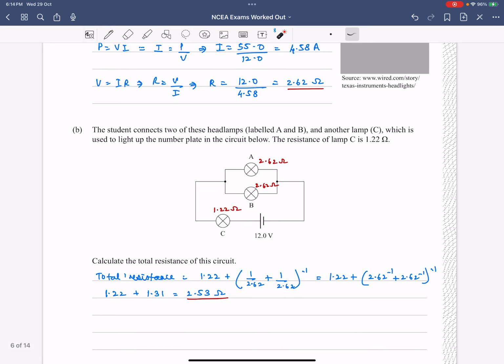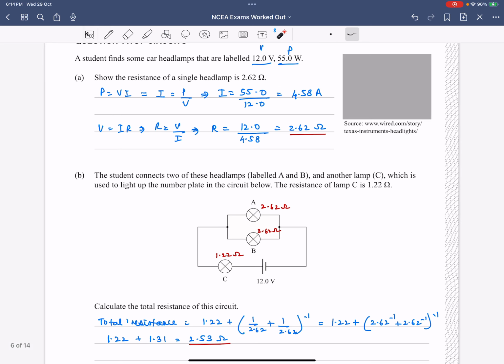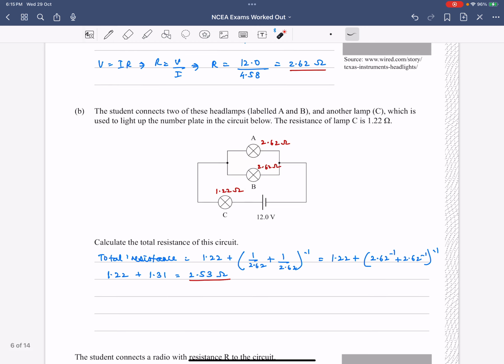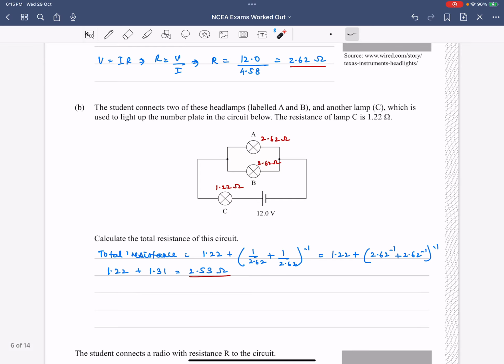Now the student connects 2 of these headlamps, so the resistance of each headlamp is 2.62. They're labeled A and B, and another lamp C, which is used to light up the number plate in the circuit below. The resistance of lamp C is 1.22 ohms. So what I did was I just put the values on my diagram.